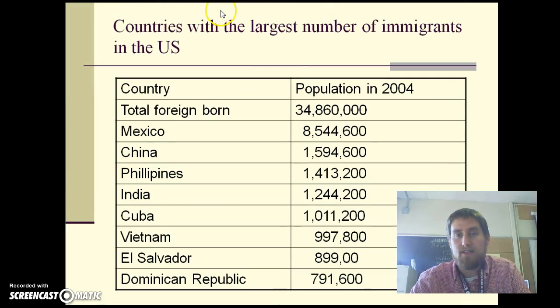Nonetheless, the United States has a huge number of immigrants. Some 34 million people immigrated to the United States as of 2004. That number has only gone up in the last 10 years. We can see that most of them, the largest number, are from Mexico. Then the second largest are from China and Asia in general. Then Cuba, Vietnam, El Salvador, and the Dominican Republic. So largely we're getting people from Asia and Central and South America.